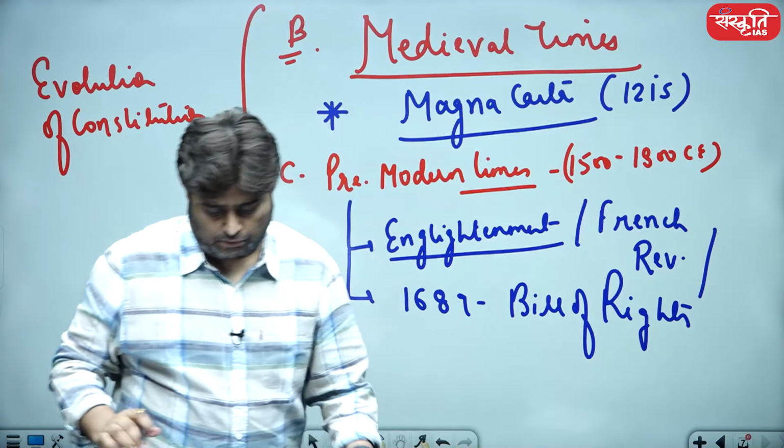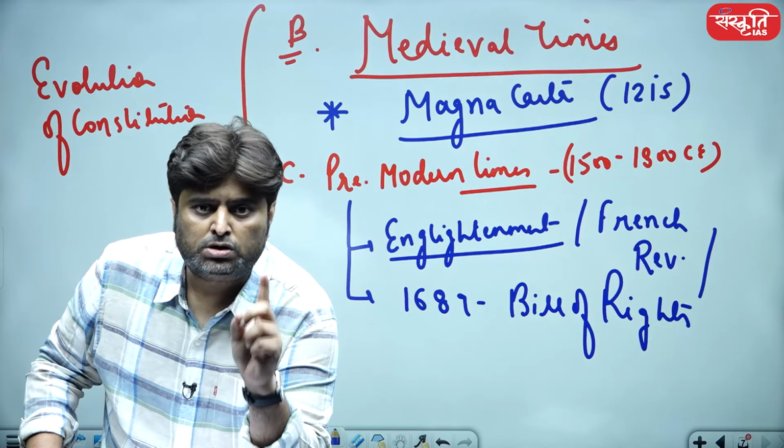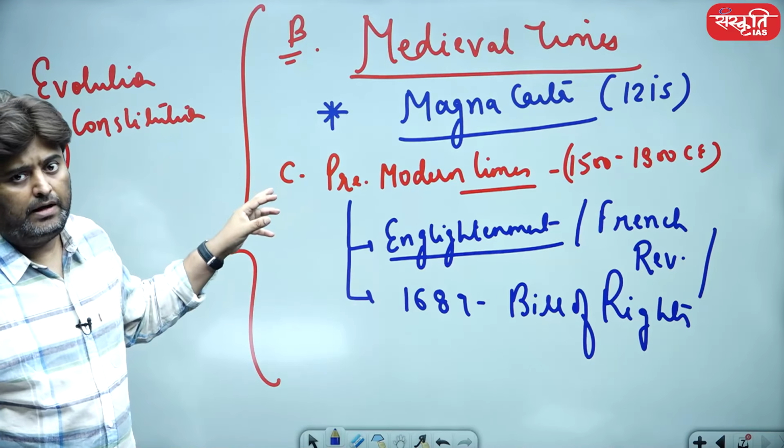British Bill of Rights. What was the British Bill of Rights? The British Bill of Rights was considered to be the most important event after Magna Carta in Europe.